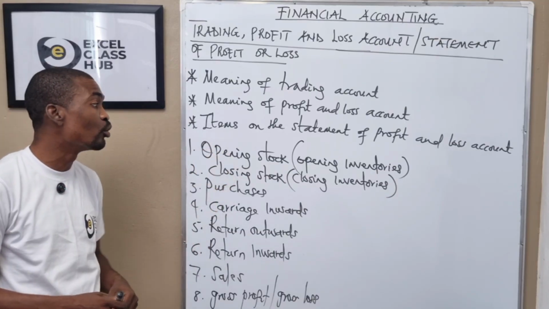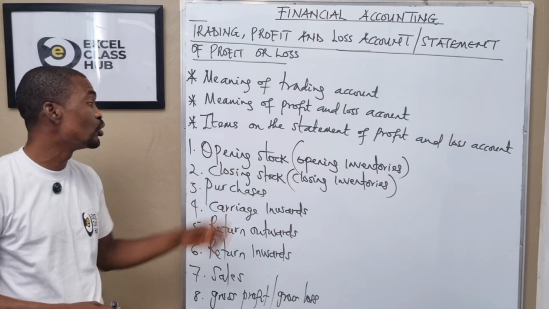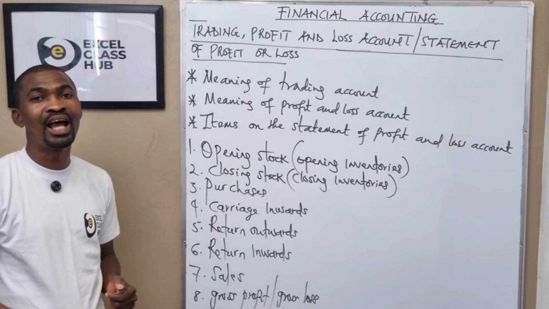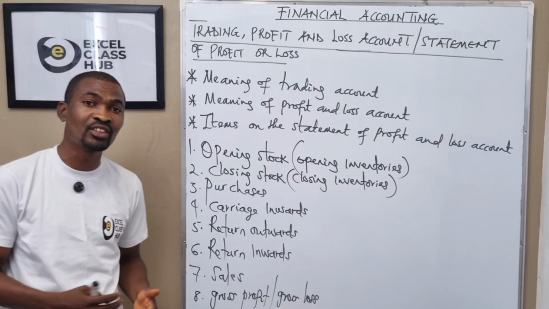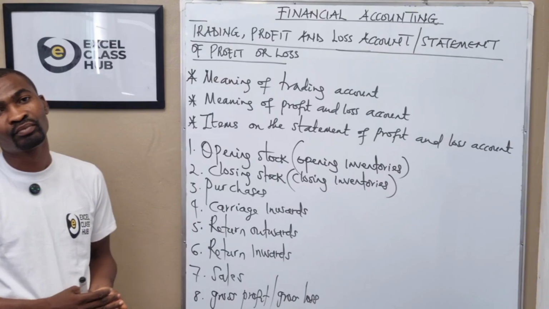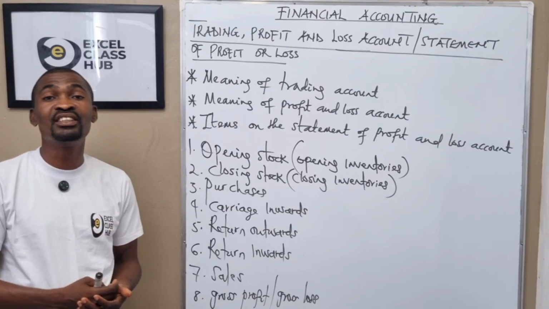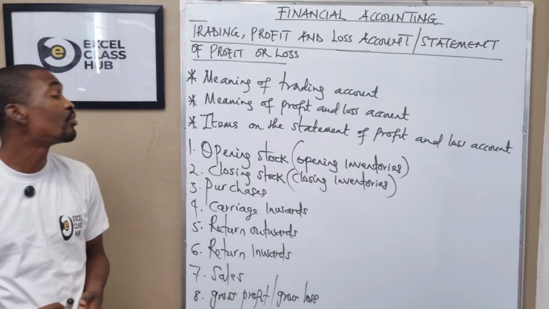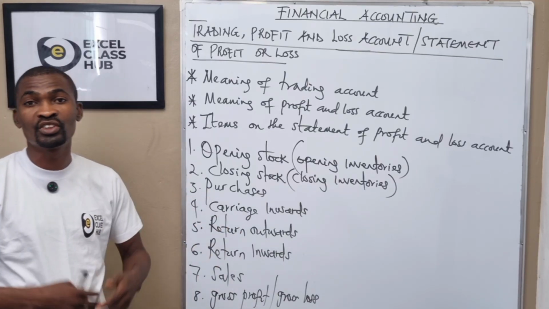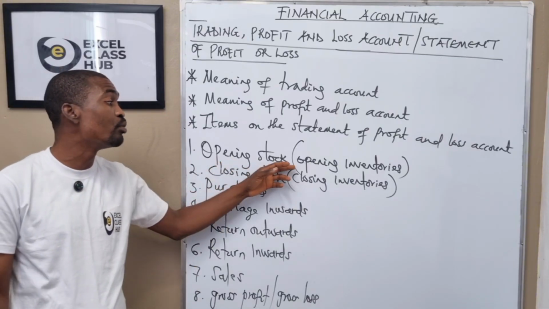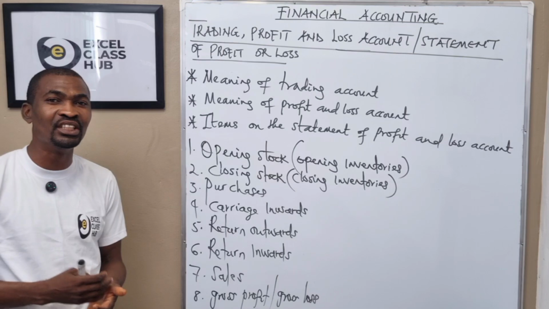So we start from opening stock. Stock is also known as inventories. So the opening stock are the items for sale at the beginning of the period. If the business concern deals with cars, of course, the inventories is cars. If the business deals with selling bottled water, the inventory is bottled water. If it's stationery, the inventory is stationery. So the opening stock or opening inventories are the items for sale at the beginning of the trading period.